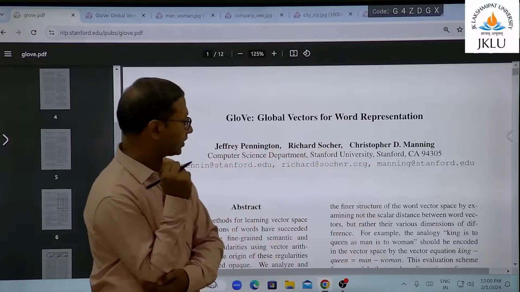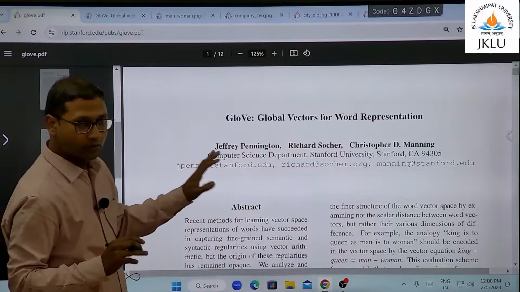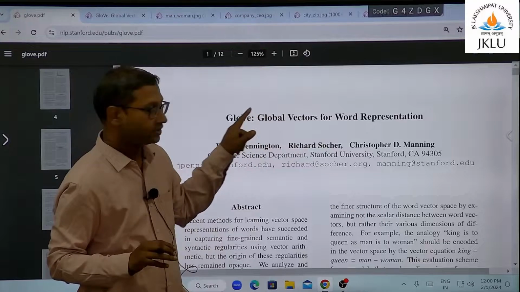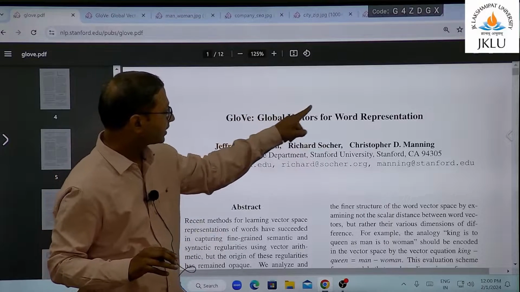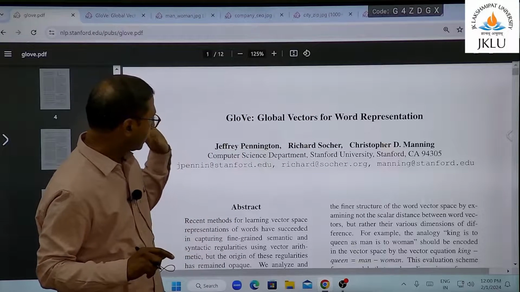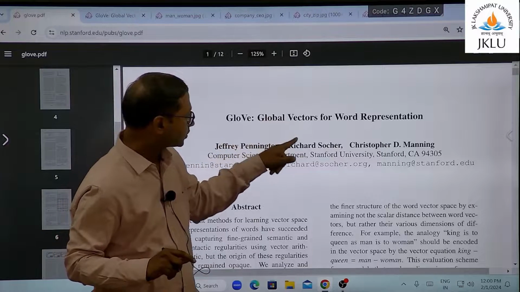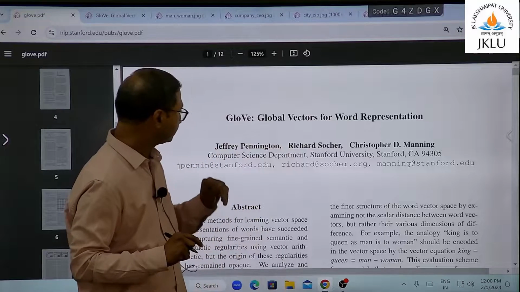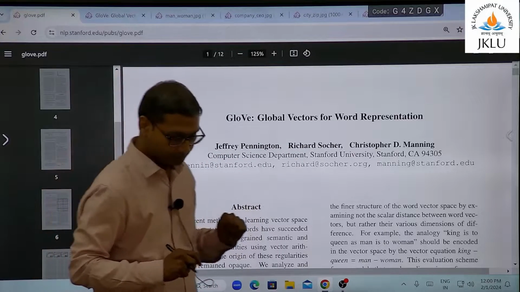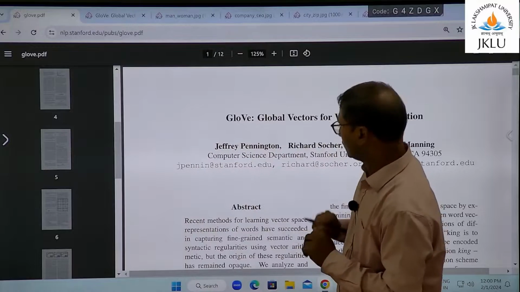So we start. Okay. Now today's class is from the paper itself. The paper is Global Vectors for Word Representation. The authors are Jeffrey Pennington, Richard Socher and Christopher D. Manning, and that's it.